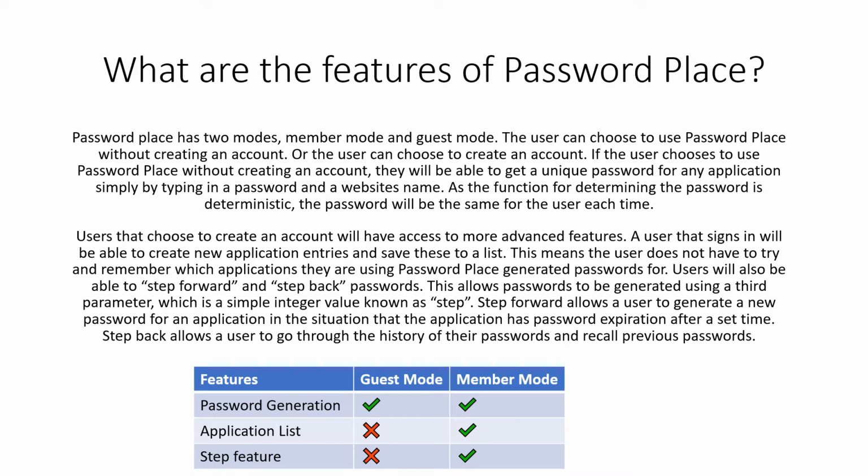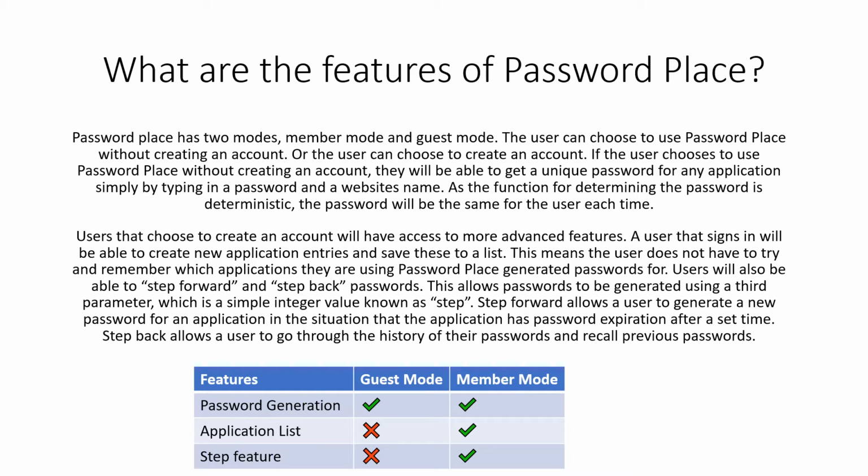Users that choose to create an account will have access to more advanced features. A user that signs in will be able to create new application entries and save these to a list. This means that the user does not have to try and remember which application they're using Password Place to generate passwords for.